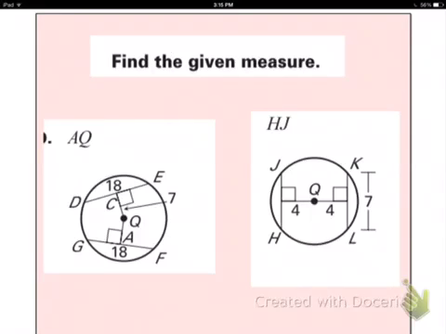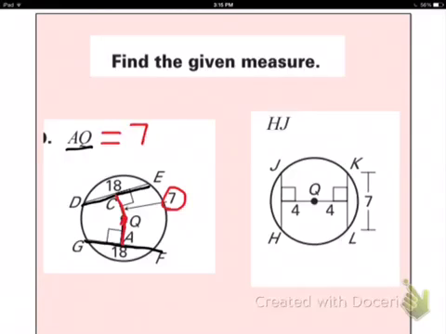Now we want to put that to work. We want to find the length of AQ. Here's AQ. I know that chord DE is 18. I know that chord GF is 18. So I have congruent chords. If I have congruent chords, then they must be the same distance to the center. So I look at my center. I know the distance from the center Q to chord DE is 7. So the distance from Q to chord GF must also equal 7.